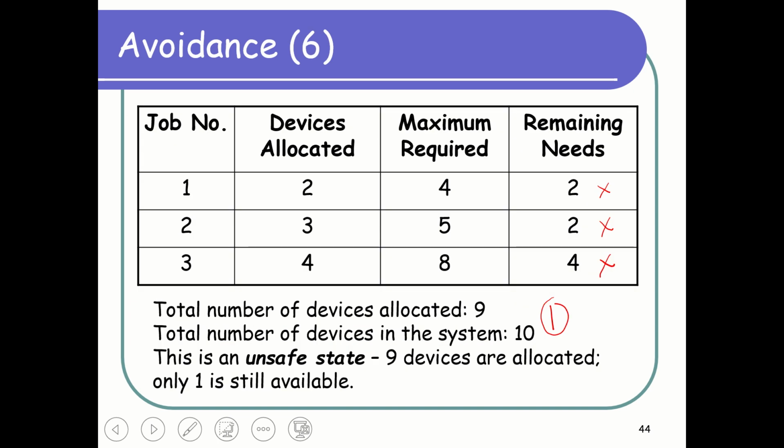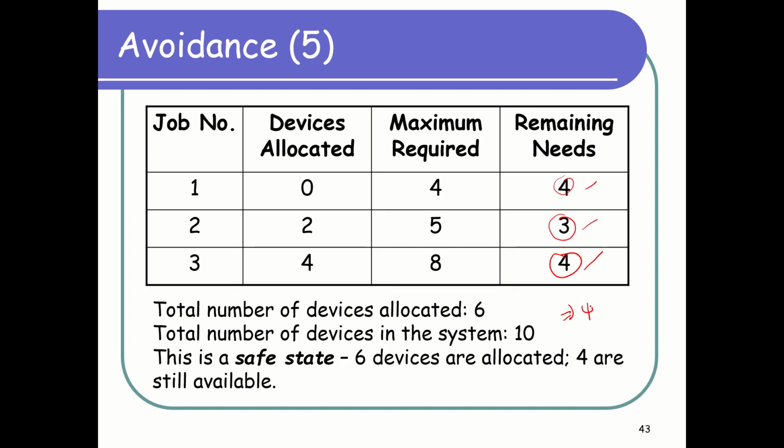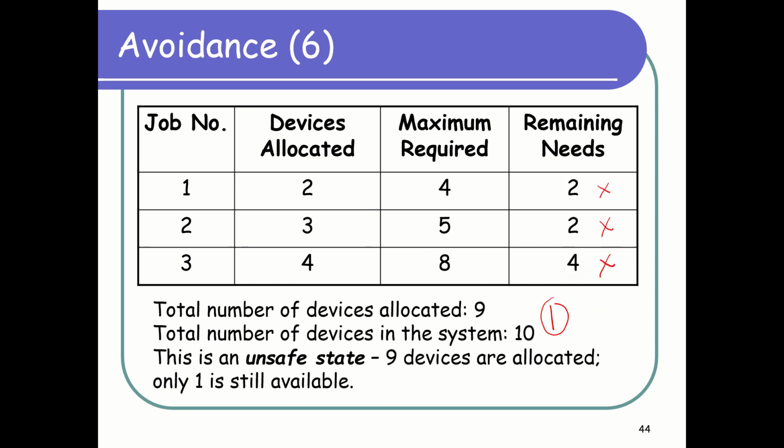So let's say this is an OS. It must make sure the number of device resources it can allocate covers the remaining needs, at least the minimum number 3 or maximum number 4, so it can allocate resources to each job or each customer.